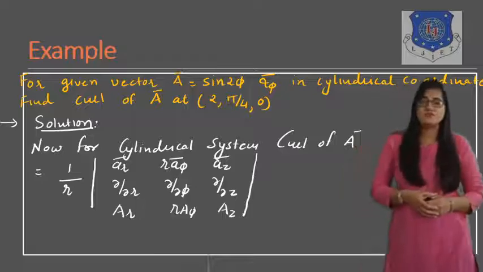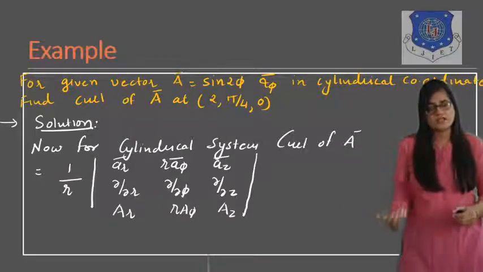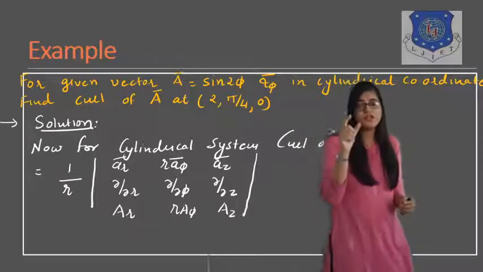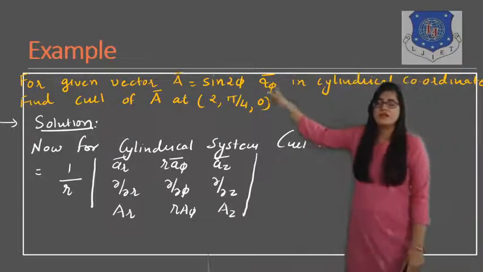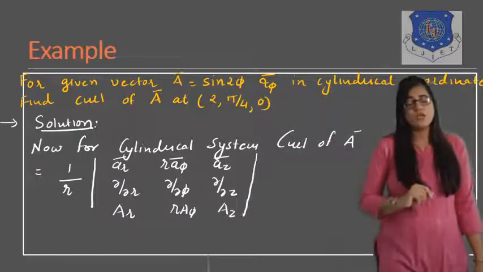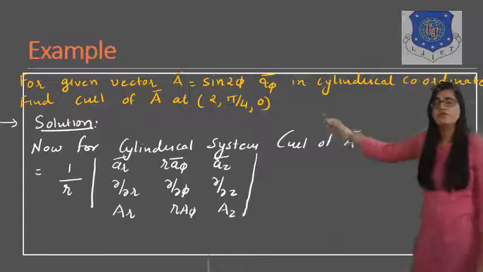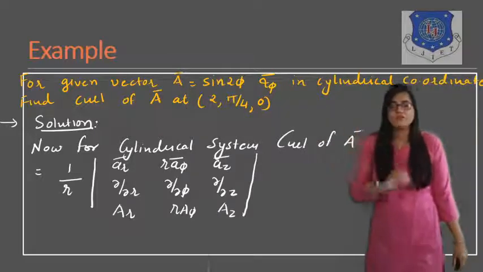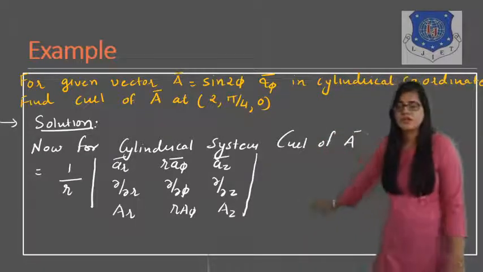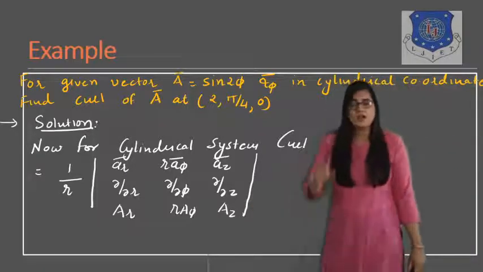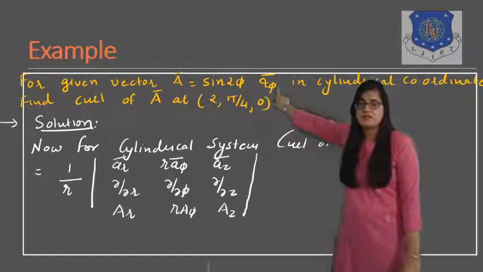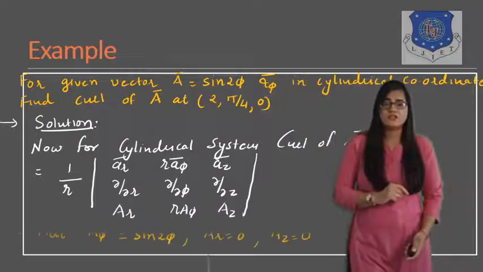Now we have the values of capital A_r, A_phi and A_z, which are the coefficients of the vector A. But if you see the problem statement, only one component is present, that is the phi component. Means you have only the value of A_phi. You do not have the values of A_r and A_z. So simply you have to put 0 in place of A_r and A_z, and only mention the value of A_phi, because it is multiplied with r. So now let's put the values.